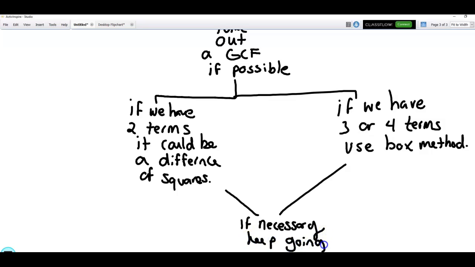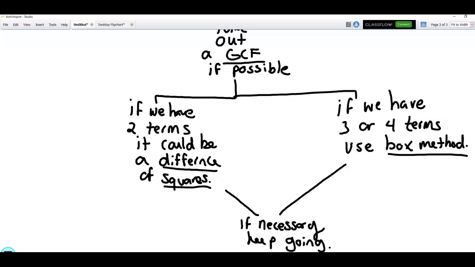I'll show you this chart again tomorrow. Today we're going to start off a little bit simpler. We're going to look at problems where they are just a GCF. Then we're going to look at problems that are just a difference of squares. And then we'll close out today looking at problems where you just use the box method. We'll spend 2 days on the box method because that one takes a little bit more time for students.